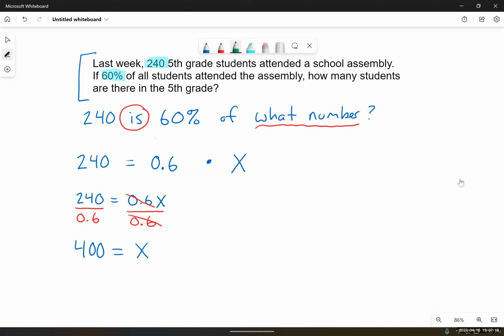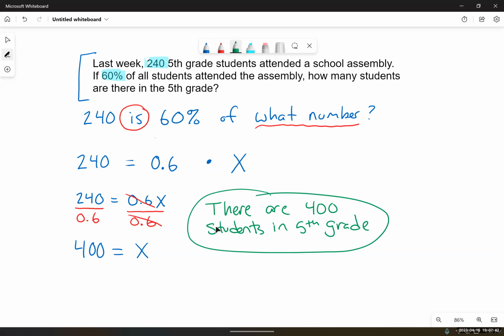So I'm going to just state the final solution as a statement. We could say there are 400 students in fifth grade. There are 400 students in fifth grade, and there's our answer given as a statement. Alrighty, that does it for this problem.